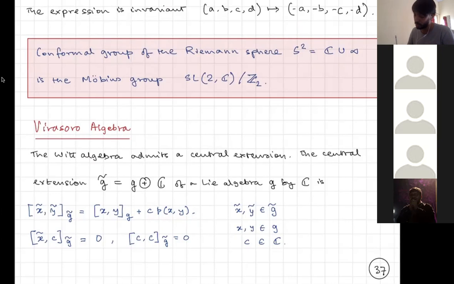So if you take this and commute with any other generators of G tilde, this is going to give you a 0. Okay, so that is a formal definition of what a central extension is.